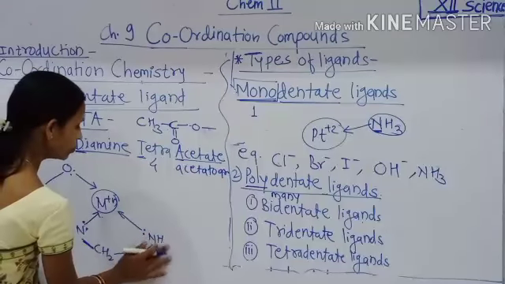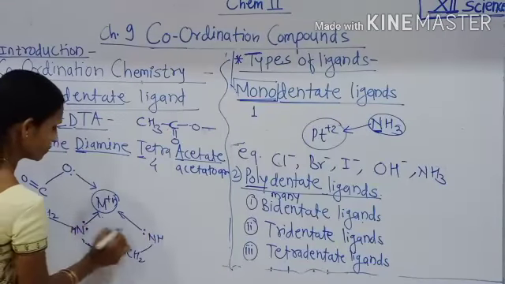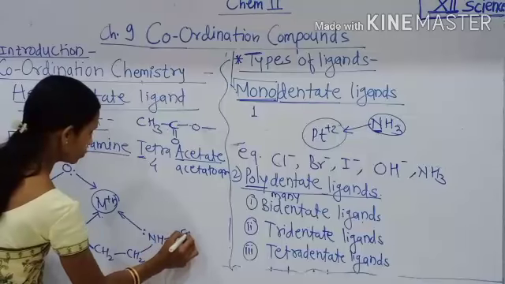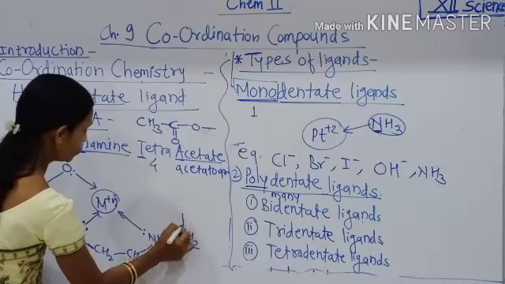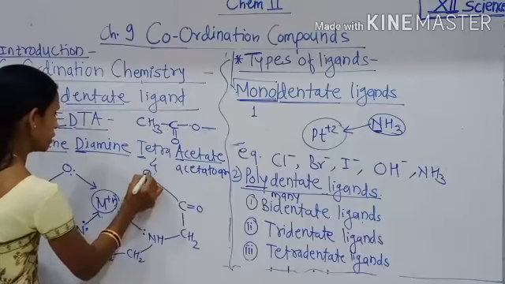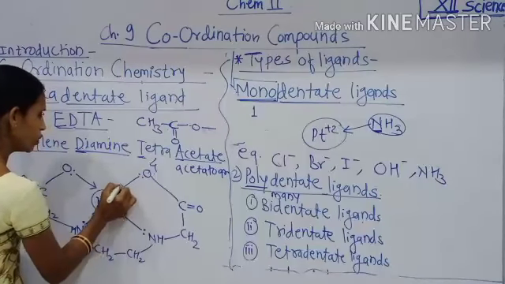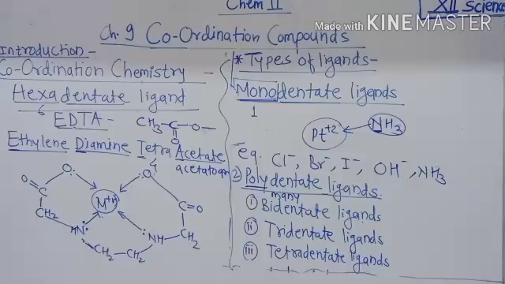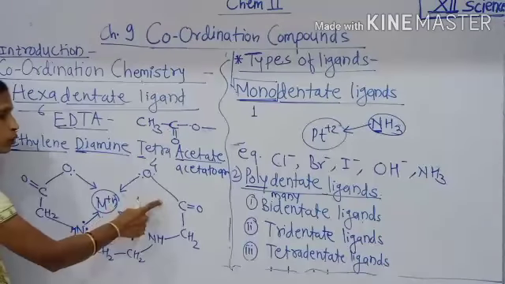One more acetato group is attached here to this nitrogen atom, that is CH2, C double bond O, oxygen, and this oxygen atom is coordinated with the central metal ion. That means there are 2 acetato groups.